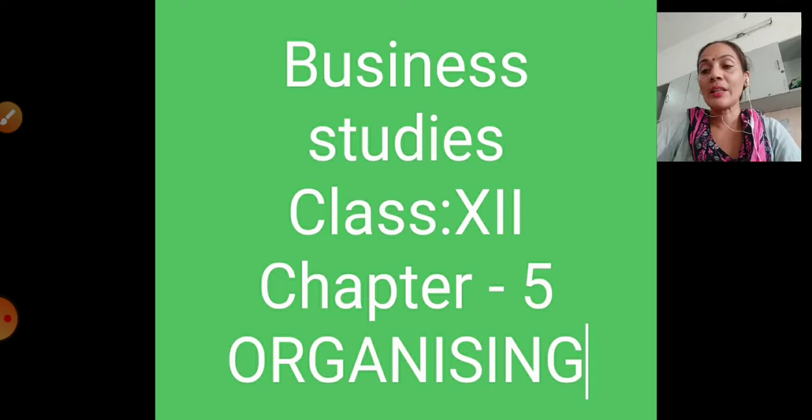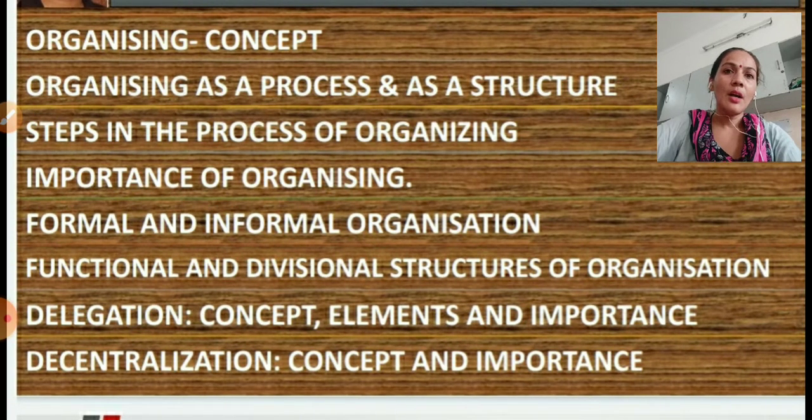So what are the following things we will cover in this chapter? First of all, meaning of organizing, steps in the process of organizing, importance of organizing, organization structure, types of organization structures, formal and informal organizations, delegation of authority, decentralization and centralization.